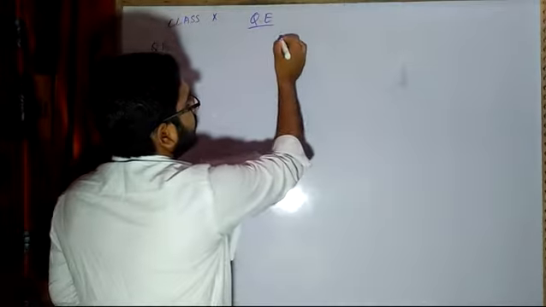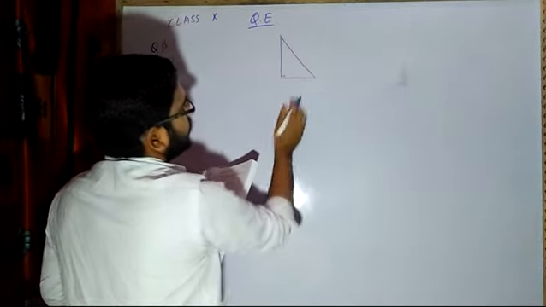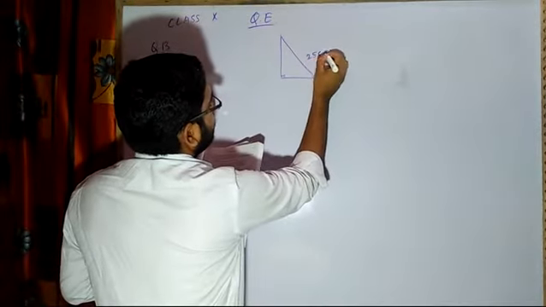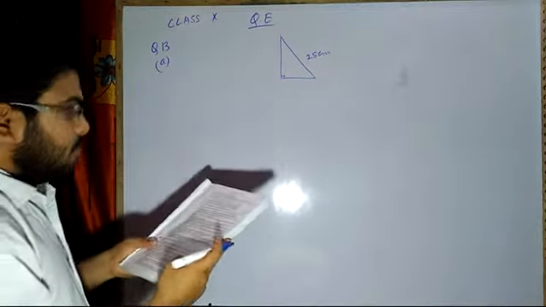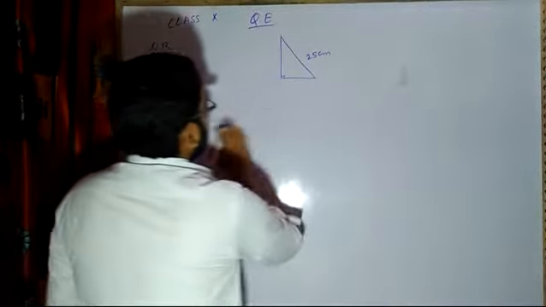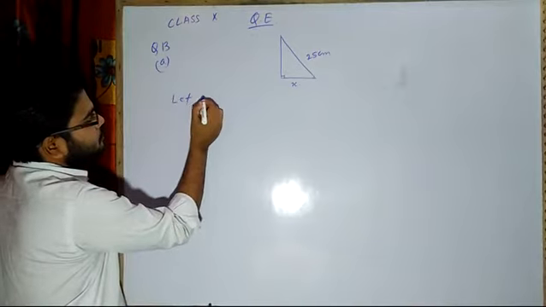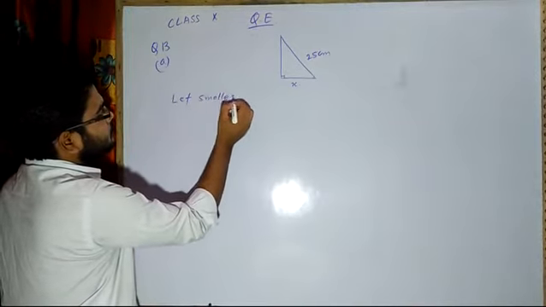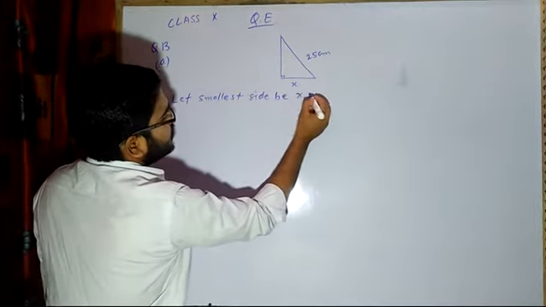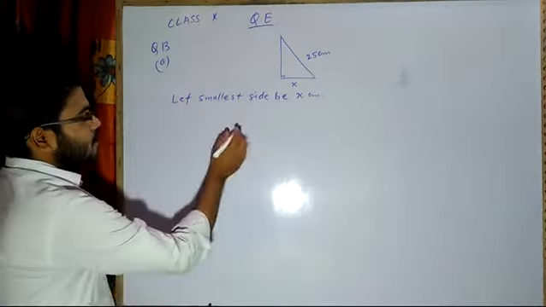Now we have a right angle triangle. So all of you know how a right angle triangle looks. 90 degree. Hypotenuse is equal to 25 centimeter and the perimeter is 56 centimeter. If perimeter is equal to 56 centimeter, let us assume the smallest side to be x centimeter.